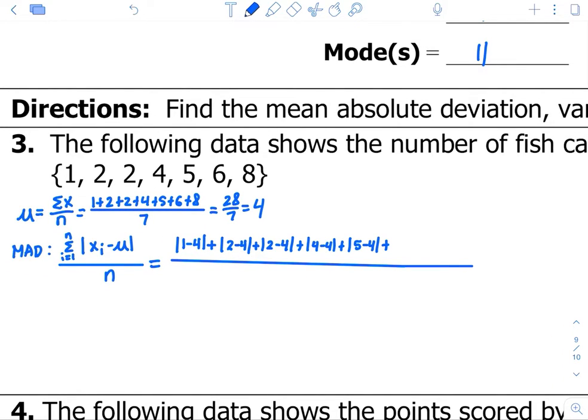Sixth data value, 6, minus the mean. And your seventh data value, 8, which is 8 minus your mean. All over, how many total? There's 7 numbers in total.